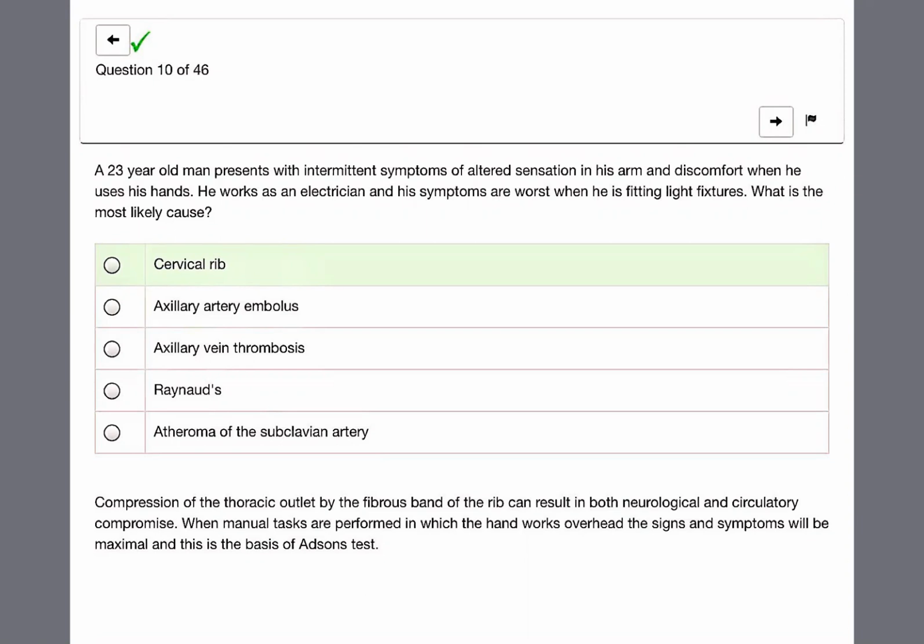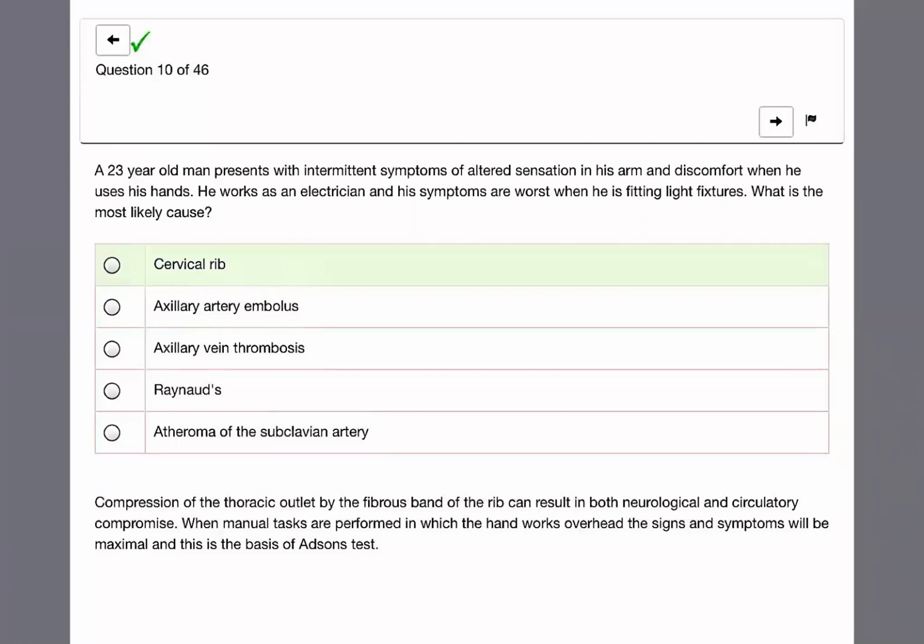The test for obstruction is the Roos test. You said abduction and external rotation, it is the Roos test. Addison's test is flexion of the head and traction of the limb. The Addison's test is lateral flexion of the neck away from the symptomatic side, and the traction of the symptomatic arm leads to obliteration of the radial pulse.